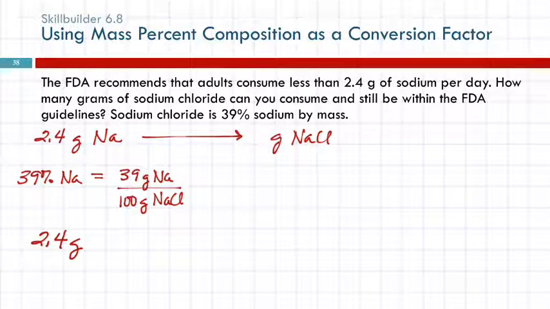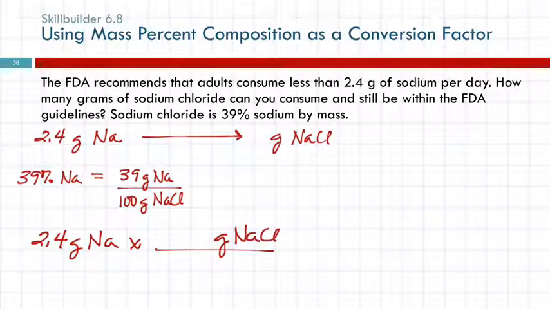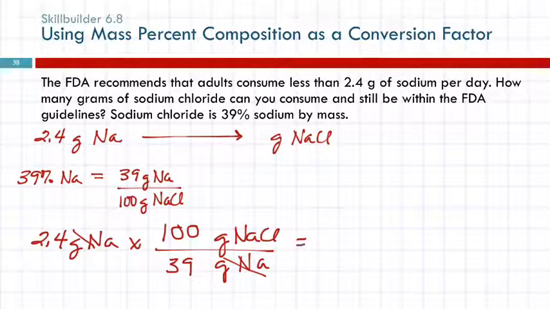2.4 grams of sodium times and a line. Grams of sodium chloride on the top, grams of sodium on the bottom. Units in place. I look at this percentage, 39 grams of sodium, 100 grams of sodium chloride. 100 grams of sodium chloride, 39 grams of sodium. This is not the only way you can solve this problem.